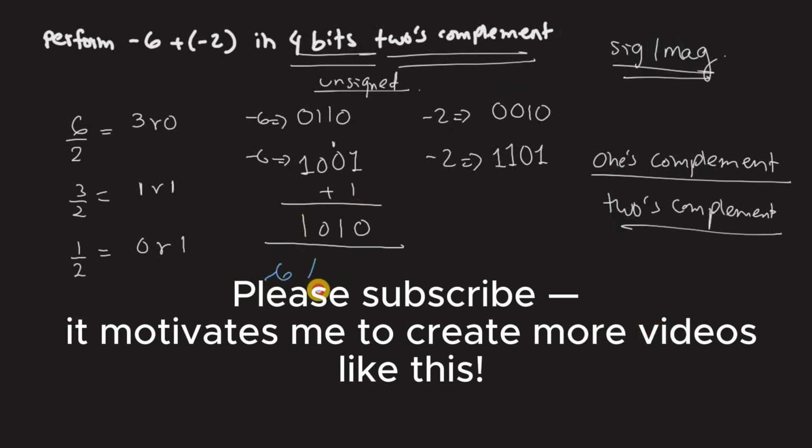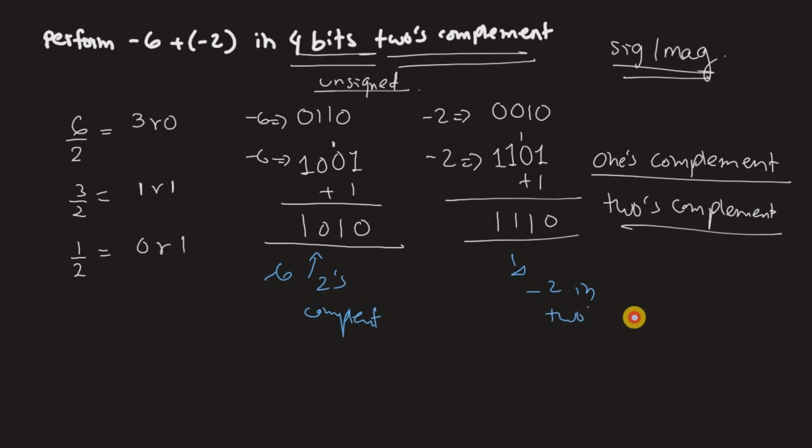So this is -6 in 2's complement, and then this number again in 2's complement, this is 1's complement. So 1 plus 1, that's a 2 in binary, 1 1 1. Okay, so now this is -2 in 2's complement, and now we're simply going to add these two numbers.